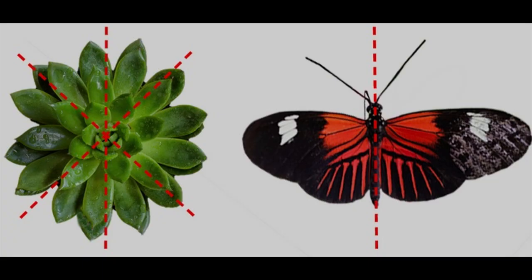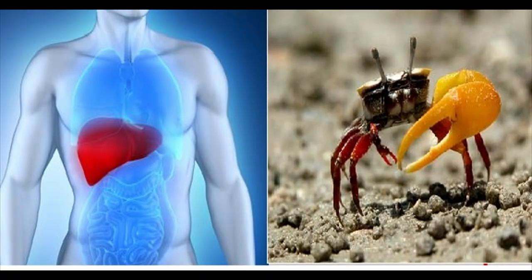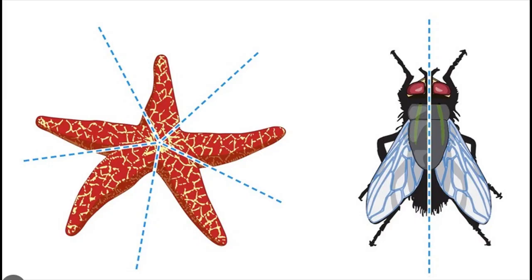Bilateria display bilateral symmetry at least in the larval stage, meaning there is a left and a right body half that are mirror images of each other. There are no additional planes of symmetry. In the adult stage, some organs may not be symmetrically formed, such as the human liver or the front claws of fiddler crabs. Adult echinoderms are secondarily radially symmetrical.